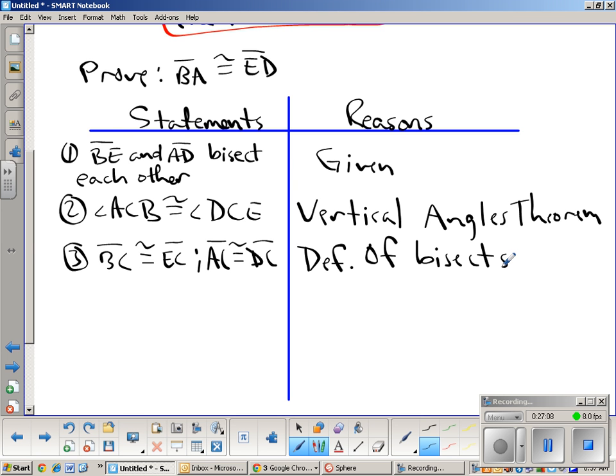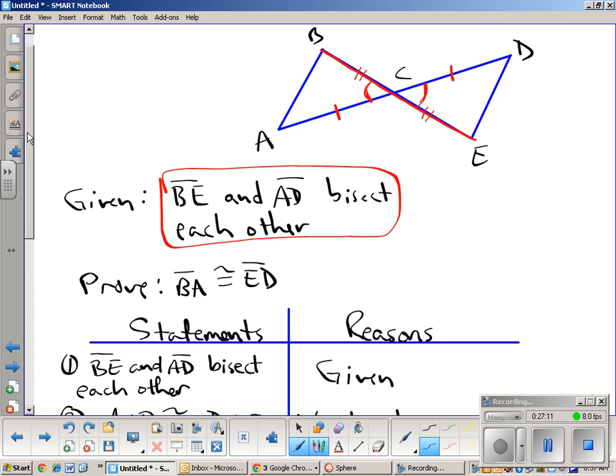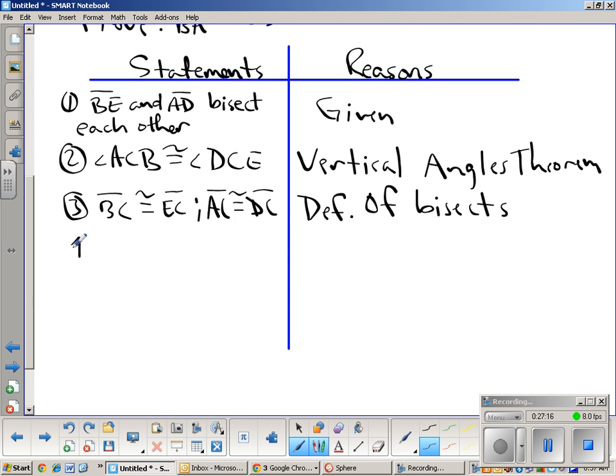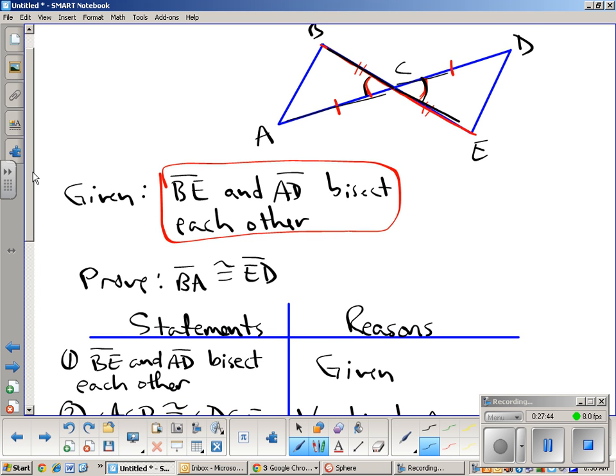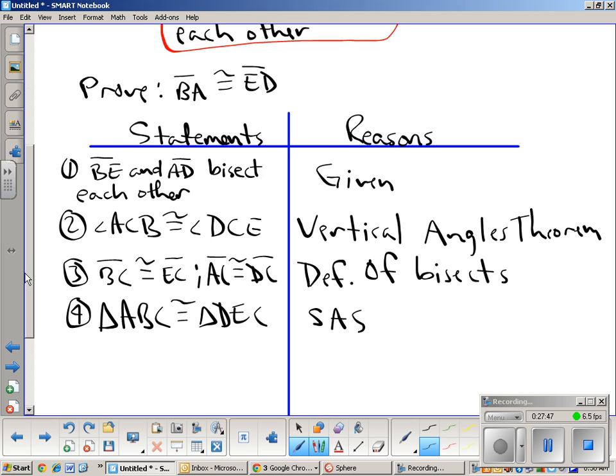All right, so now if we go back and look, how many facts do I have? 3. So I can say triangle ABC is congruent to triangle DEC because of side angle side. That's right, the angle I was given right here is between these two sides. And this angle is between these two sides. Okay? So it's side angle side. Now that I know those triangles are congruent, what can I say?